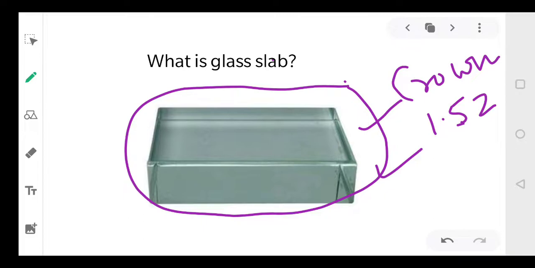Okay, suppose if light is falling on this side, what we will observe here on the opposite side. Because it is made up of glass, so it is transparent and we can see. If we are placing an object here, suppose you are putting a pin here, so from this side you can see the pin. Okay, so let's see in the next slide.